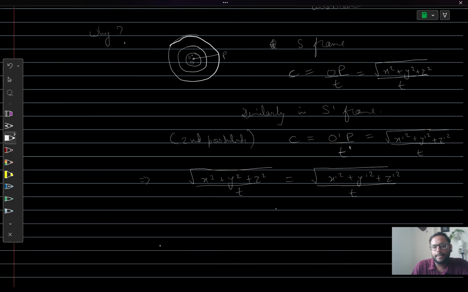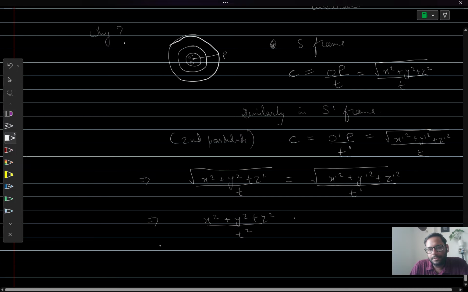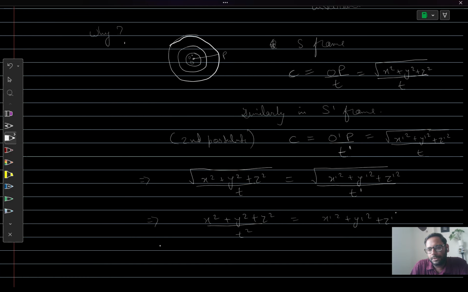Okay, that is T, and you just see that this is T prime. Wait a second, yeah, this is equal. You can square it on both sides. Okay, I need to do one thing also. This is of course an invariant quantity.